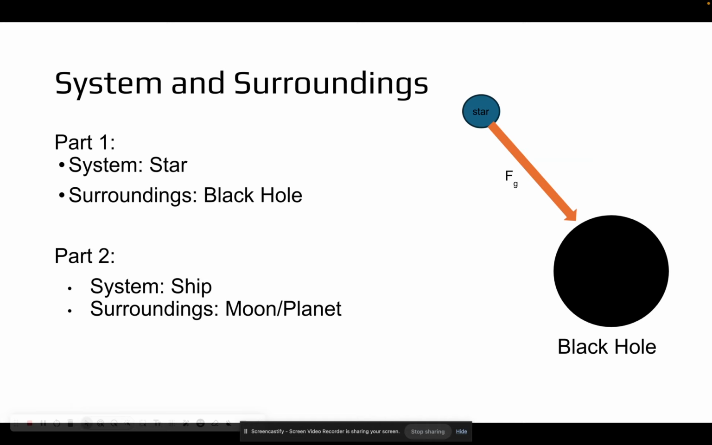So what is the system and surroundings in this case? In part one, the system is a star, whereas the surroundings are the black hole. And then in part two, the system is a ship, whereas the surroundings are the moon and the planet.